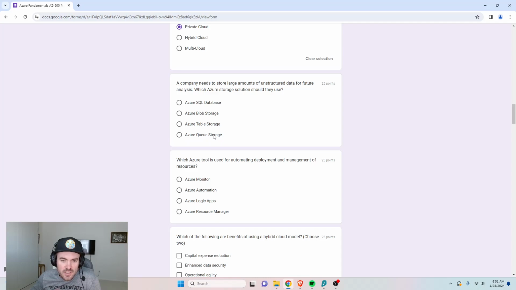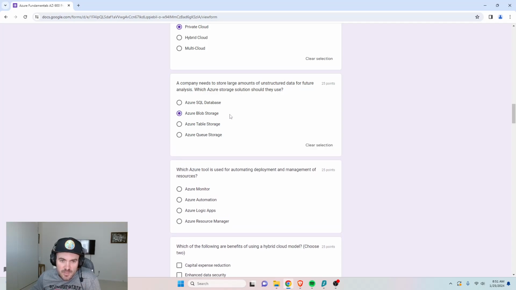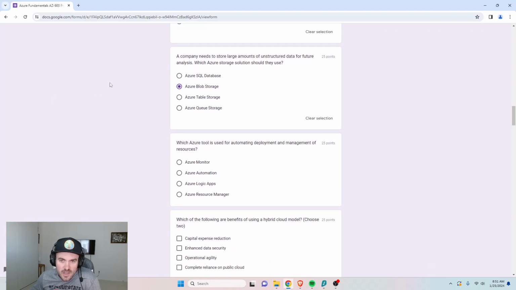And then queue storage is sort of a way to hold messages between your components so your applications can communicate and work with each other. But it's not really for unstructured data. So I'm going to go with blob storage there. That's actually what blob storage is kind of sold as, is for large unstructured data.